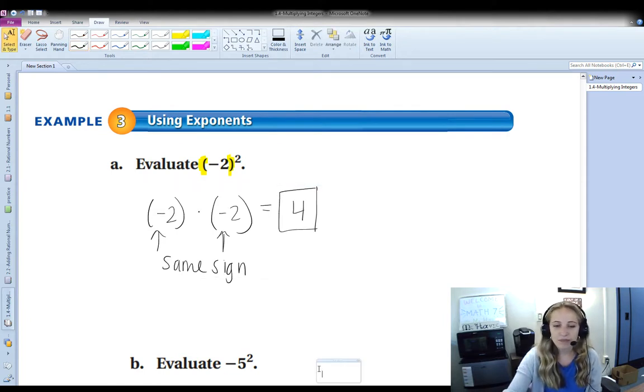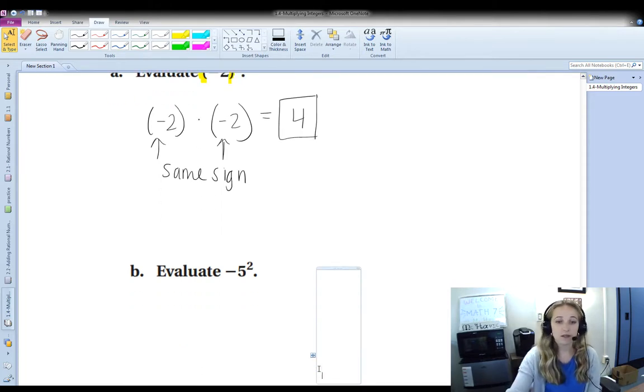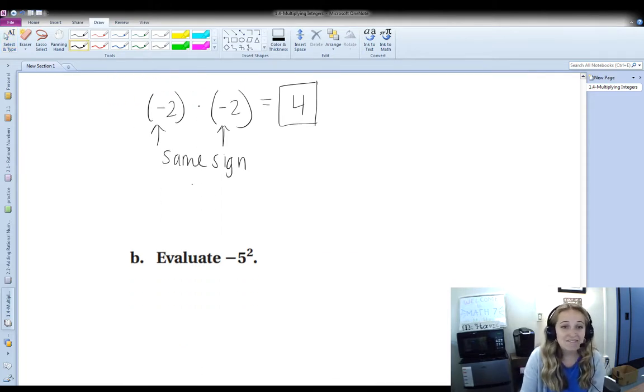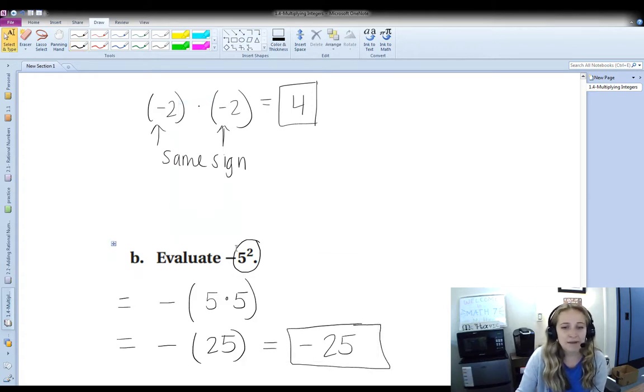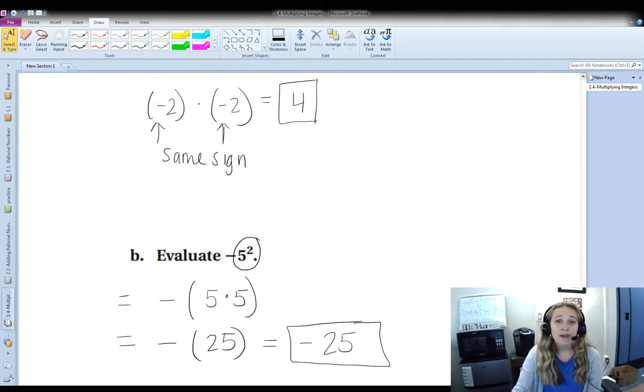And then finally, we go down here. If we are looking at negative 5 squared, but it doesn't have the parentheses around it, that negative is going to stay out in the front, and you're going to write a parentheses. Essentially, it's that 5 that's being squared. So you're going to do 5 times 5. We know 5 times 5 is 25, but you can't forget the negative sign out front. Therefore, it is going to equal negative 25. That one didn't have parentheses, so it looks a little bit different.